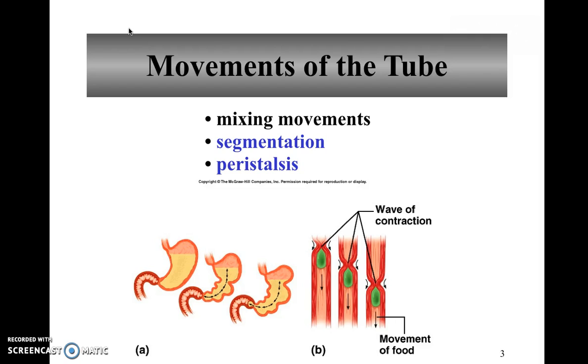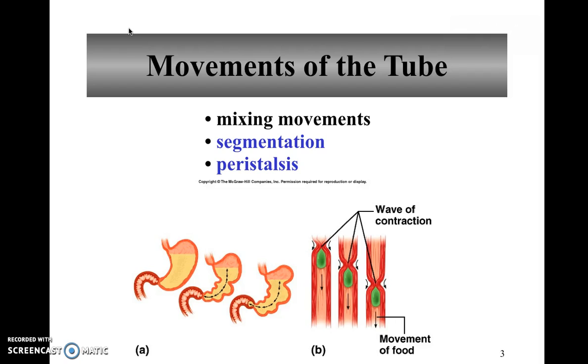So how does food move through the alimentary canal? How does it move through this tube in our body? Well, there are several different types of movement that occur within the digestive system. They include mixing movements where the food and the digestive juices and enzymes and various chemicals are mixed with the food. This happens primarily in the stomach and in the small intestine.